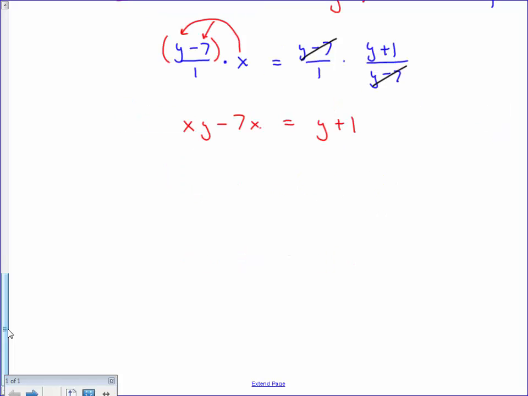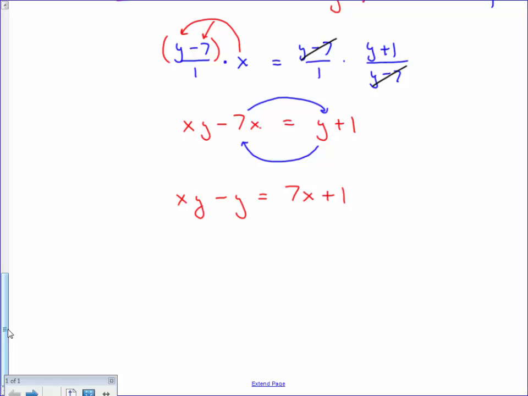Now what I need to do is keep in mind that I'm solving for y. There are y's on both the left and right side. I need to get all my y's to the left and anything that does not have y to the right. So essentially here I'm going to move this y to the left, I would make it negative, and then I would move this negative 7x to the right and make it positive. So xy minus y equals positive 7x plus 1.